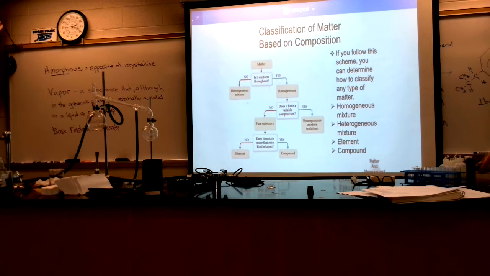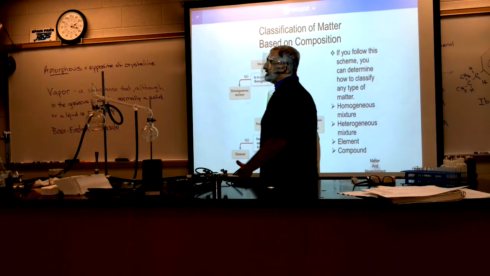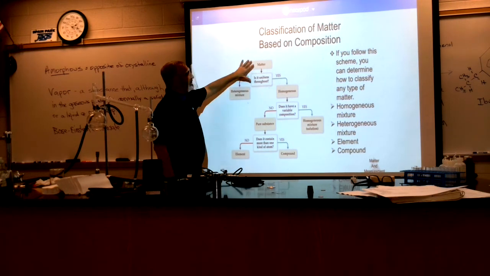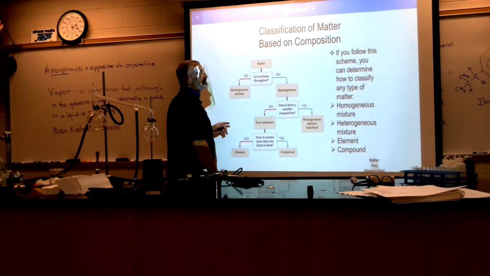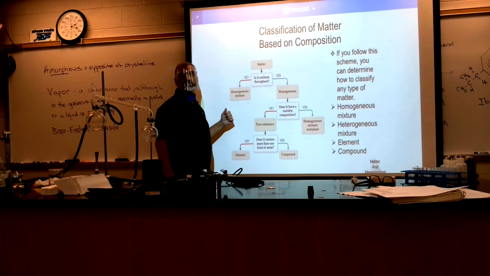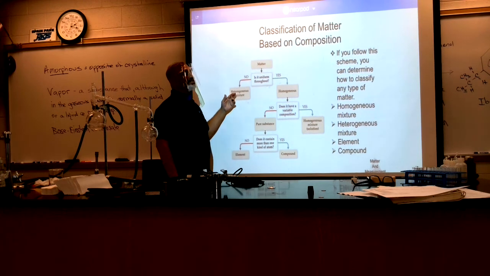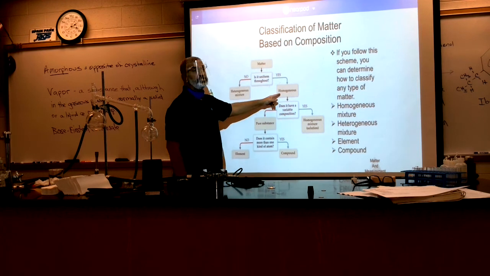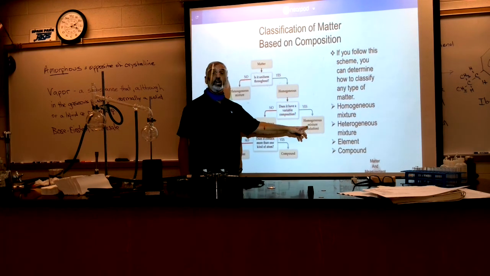So here we have the classification of matter. This is everything that we're going to look at. This is going to be our year in a nutshell. We're going to have matter, and we're going to break matter down. Is it uniform or not? Is it homogeneous or heterogeneous? If it's heterogeneous, it's always a mixture. Always. But if it's homogeneous, it can either be a pure substance or a homogeneous mixture.